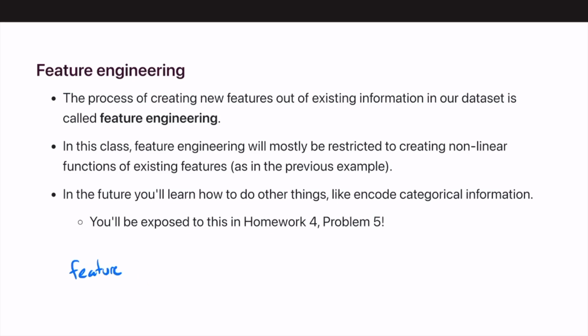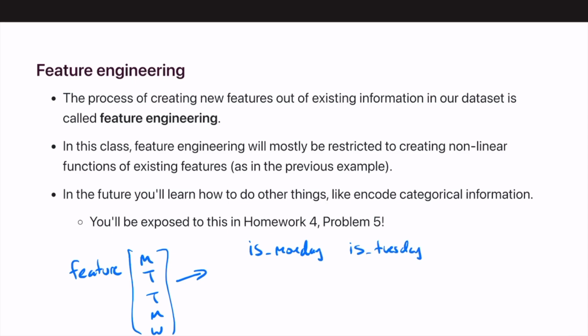Just as an example, we might have a feature which is Monday, Tuesday, Monday, Wednesday. And let's say this is all that it could be: Monday, Tuesday, Wednesday is just 3 days of the week. This could be transformed into is Monday, is Tuesday. And so now this would be, is Monday, 1, 0. That's a Tuesday, 0, 1. We have another Tuesday, 0, 1. We have another Monday, 1, 0. And what do we do for Wednesday?